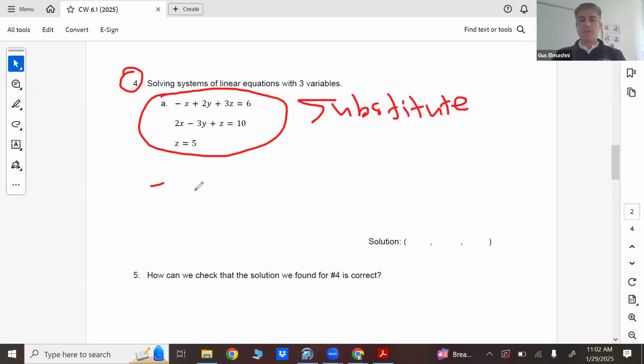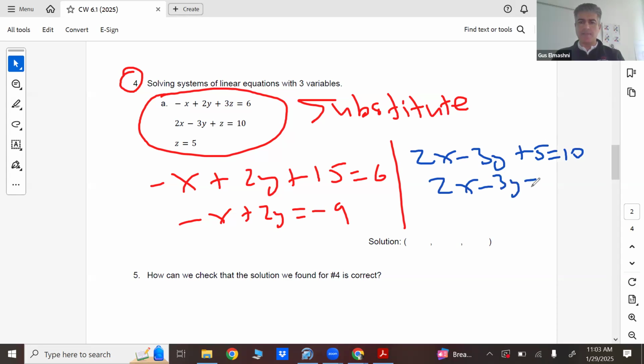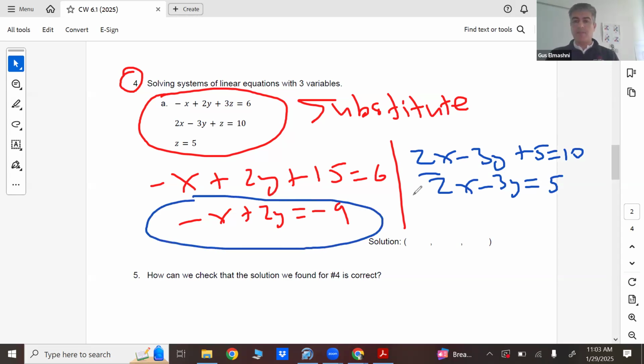So if I substitute, I should get this, guys. Negative x plus 2y plus 15 equals 6. So negative x plus 2y equals negative 9. Also, let me switch colors for a bit of contrast. 2x minus 3y plus 5 equals 10. So 2x minus 3y equals 5. Okay, we have two equations and two variables. We do, right? Now, do you guys remember how to solve this system?